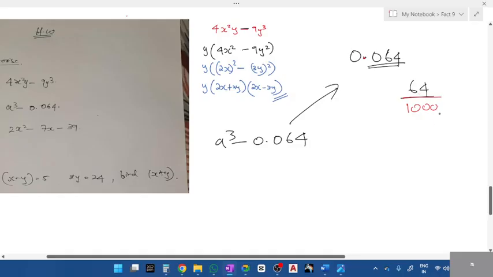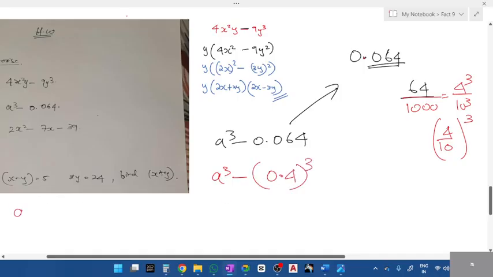Is 64 a perfect cube? What is 64's value? 4 cube. What is 1000? 10 cube. So take the cube outside, write 4 divided by 10. What is 4 divided by 10, students? So you have to write 0.4 for the whole. I'll write the a cube minus b cube formula: a minus b into a square plus b square plus ab.